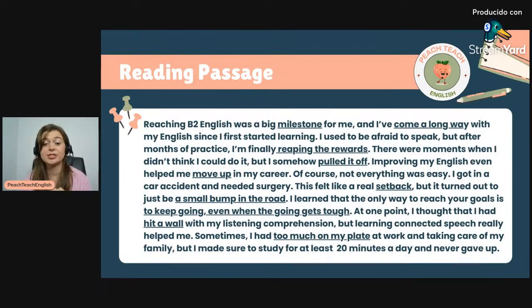Reaching B2 English was a big milestone for me, and I've come a long way with my English since I first started learning. I used to be afraid to speak, but after months of practice, I'm finally reaping the rewards. There were moments when I didn't think I could do it, but I somehow pulled it off. Improving my English even helped me move up in my career.